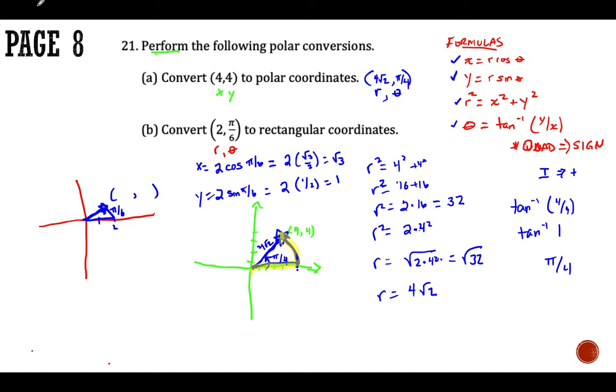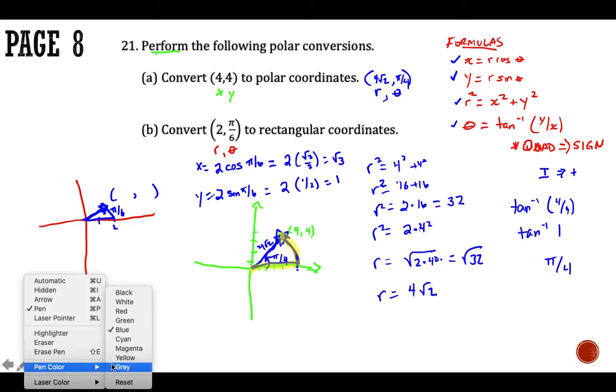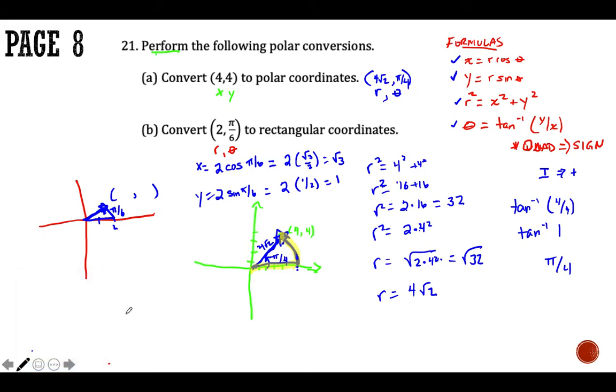So the rectangular coordinates, root 3 is like 1.7-ish. So it's like 1.7-ish and up 1 lands me at the same place. Cool, huh? All right, let's do some graphs.